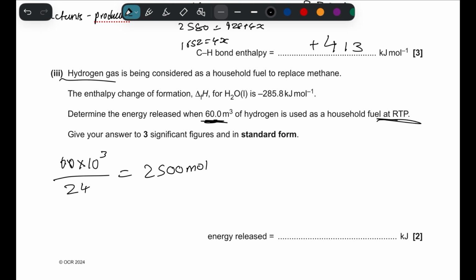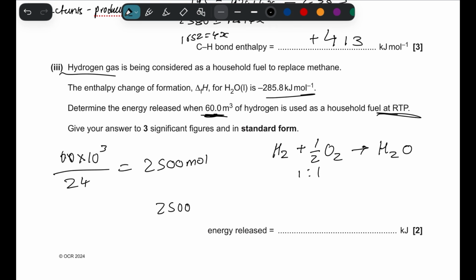Now, when I'm thinking about the enthalpy change of formation, that equation is going to be hydrogen gas plus half of an oxygen molecule forming water. So if you see the molar ratio, it's 1-to-1 between hydrogen and water. So because this is kilojoules per mole, we're happy to use that value, the 285.8, to find the energy that's going to be released. So we're going to do the 2500 multiplied by 285.8. Don't worry about the negative because we're just doing energy released, which is a scalar quantity.